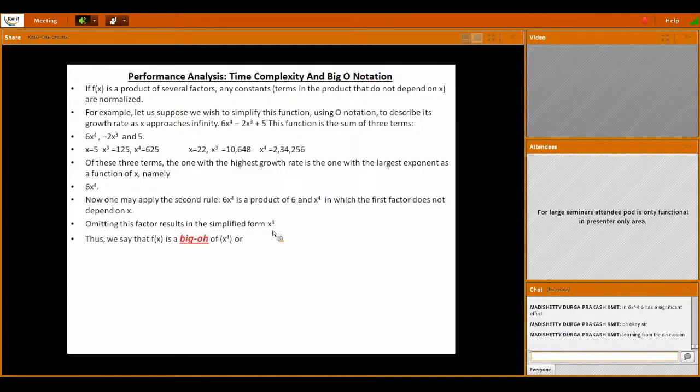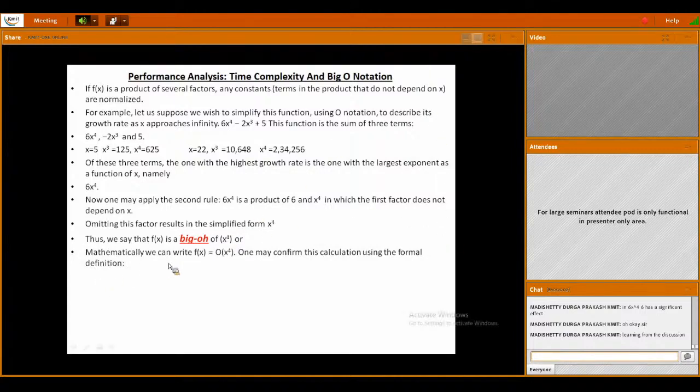So thus this expression 6x to the power of 4 minus 2x cube plus 5, as far as big O notation is considered, is big O x to the power of 4. Right? So this is how an arithmetic expression is brought down to a big O notation, and we are convinced that x to the power of 4 is the worst case which we should consider, taken as the most significant part.